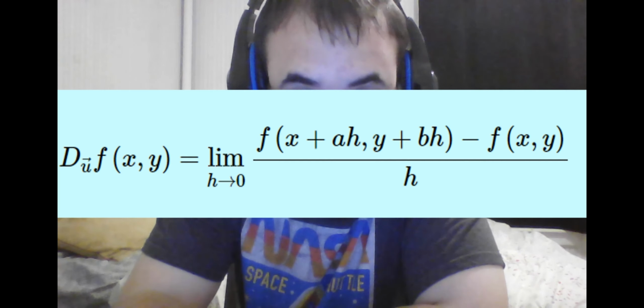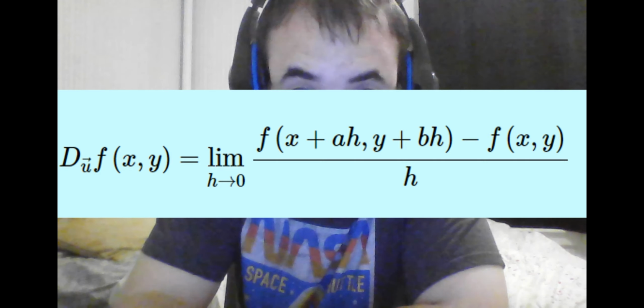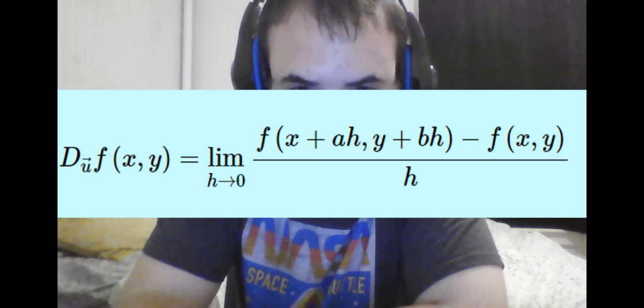Hello everyone. For this tutorial video, I'd like to discuss directional derivatives, or the rate of change of a multivariable function with reference to a specific vector direction rather than an x or y variable. The formal exact definition of the directional derivative is f of (x plus a times h, comma, y plus b times h) minus f of (x comma y), all over h, as h approaches 0.